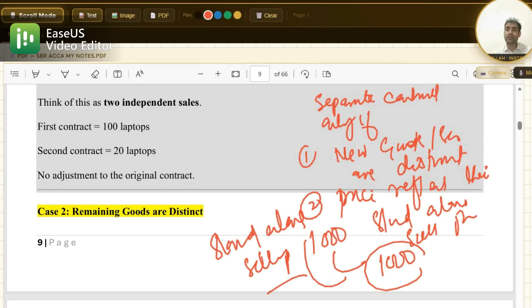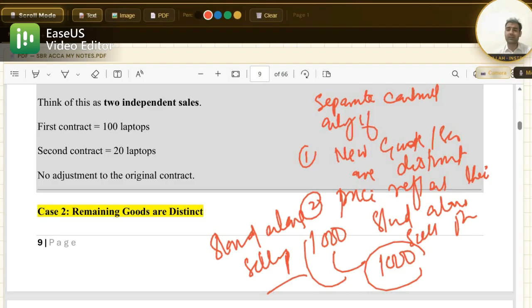Students often forget to check both conditions. They may only check the distinctness but ignore the pricing. Another mistake is adjusting the original contract when it should be treated separately. Examiners usually test scenarios like adding extra goods at a standalone price, which is a separate contract, adding goods at a discount, which is a prospective adjustment, or changing scope, which is a retrospective adjustment. Marks are awarded for correctly identifying the case and applying the right accounting treatment.